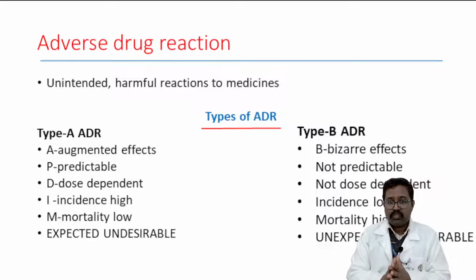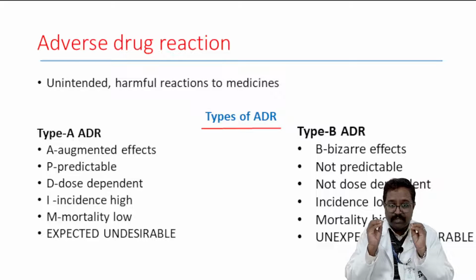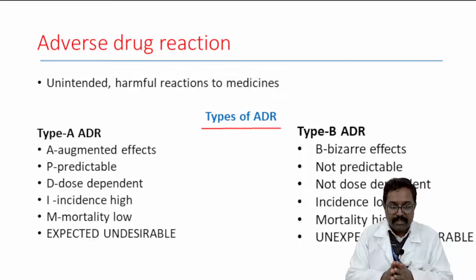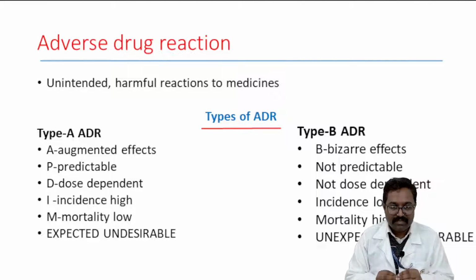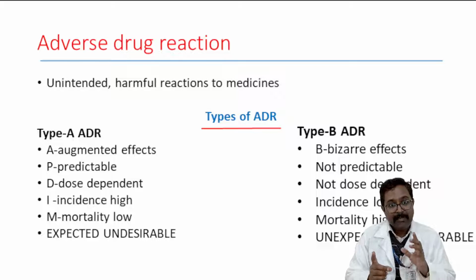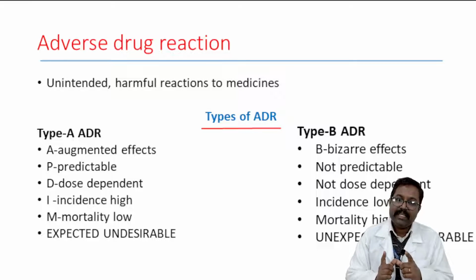Which is the most common type of adverse drug reaction you are going to encounter in your day-to-day practice? It is the dose dependent, predictable adverse drug reaction, which is expected and where mortality is very low. It is the type A adverse drug reaction. But type B is unpredictable and not dose dependent. Incidence is very low, but if it occurs, the mortality rate is very high.